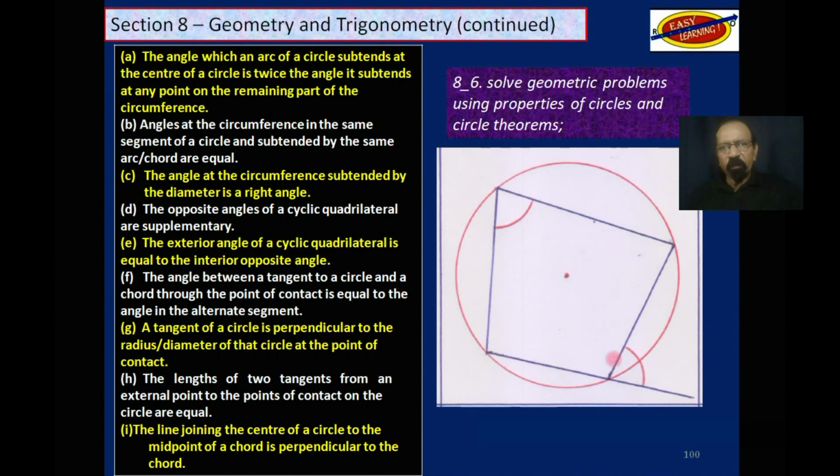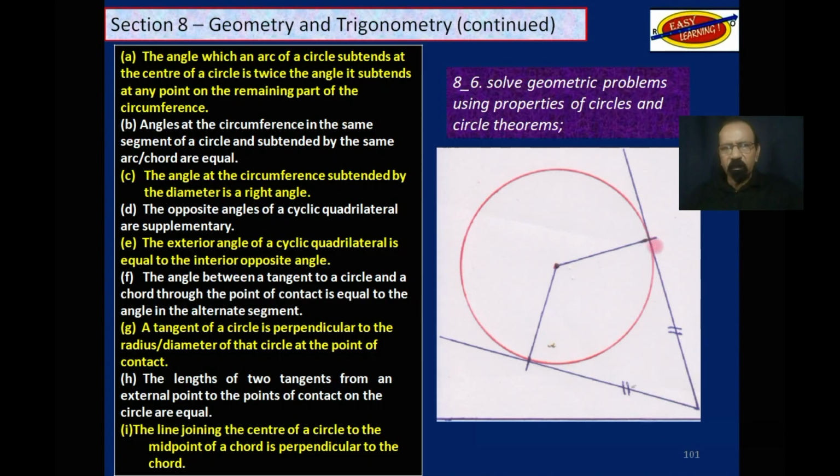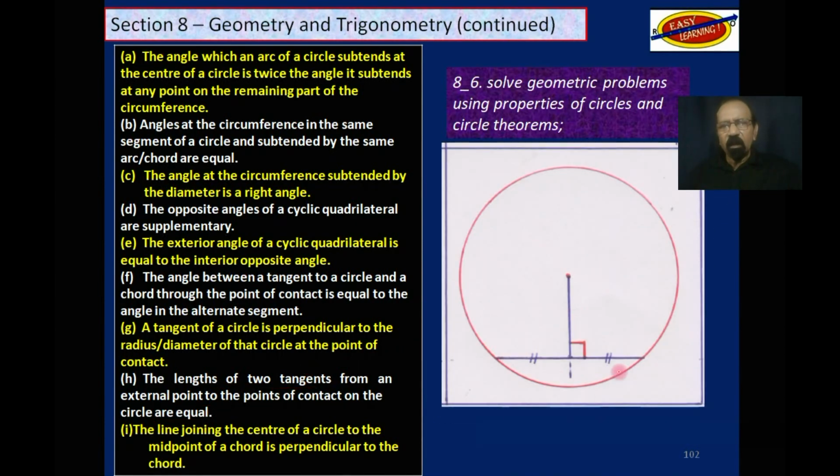What about this one? You have a cyclic quadrilateral and an angle out here and an angle opposite there. So the exterior angle of a cyclic quadrilateral is equal to the interior opposite angle. What about this one? Something about two tangents from a common point. That is this one. The lengths of two tangents from an external point to the points of contact on the circle are equal.